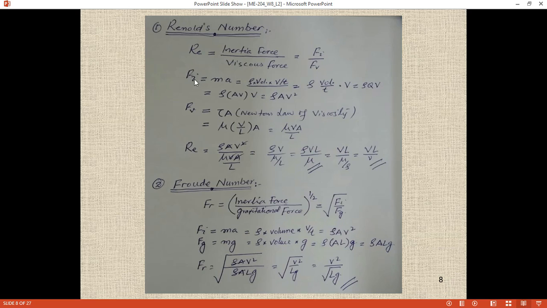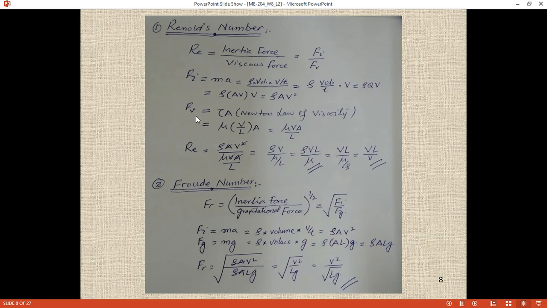So the inertia force will become density times the volume flow rate times velocity. Further, the volume flow rate, we know, is equal to area times velocity. So finally it becomes density times area times velocity squared.